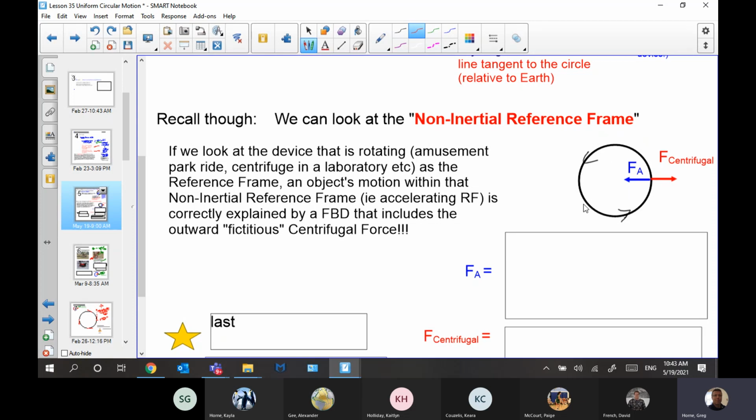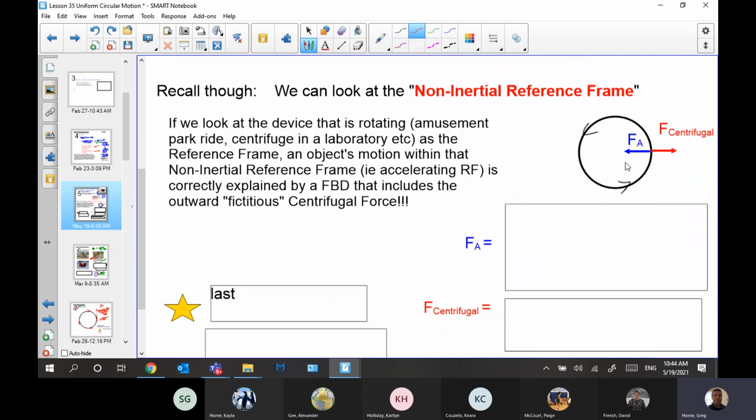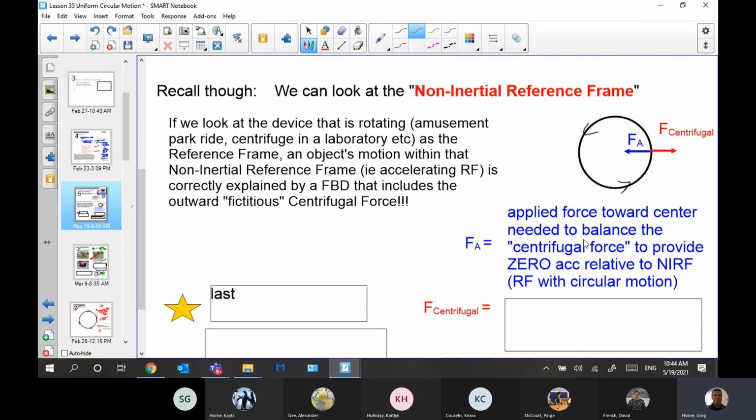The applied force in that centrifuge, of course, is the wall providing the center. So that's like the same analysis. We have an applied force towards the center. The difference is, let me show that, right? The applied force towards the center, of course, is needed. Now, the difference is we're saying in this non-inertial reference frame, it's needed to balance the centrifugal force to provide that zero acceleration that you have relative to that non-inertial reference frame, relative to the actual circular motion, right? Relative to the amusement park ride you're in, or relative to the centrifuge.